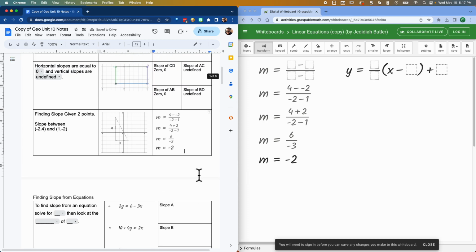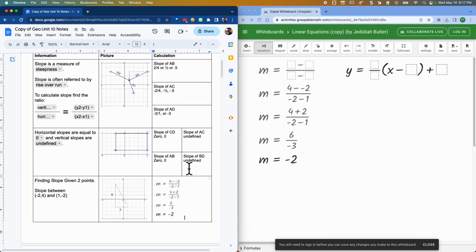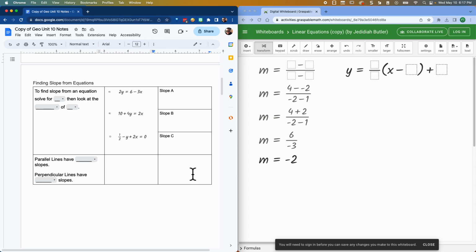All right, so that's the idea of finding slope between 2 points. That's not a big deal. Let's now think about slope in terms of equations. This is going to be a little bit different. To find the slope from an equation, first you're going to solve for y, then look at the coefficient. That's the number that's being multiplied. And we're going to look at the coefficient of x.